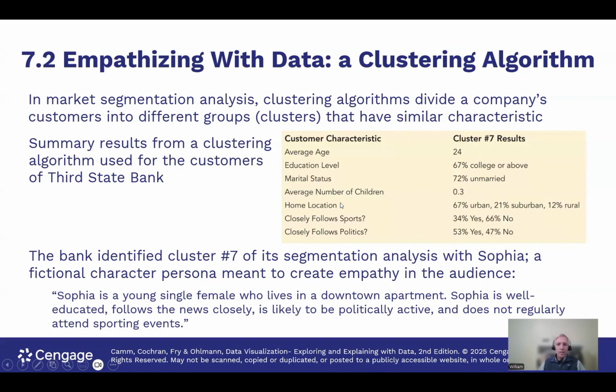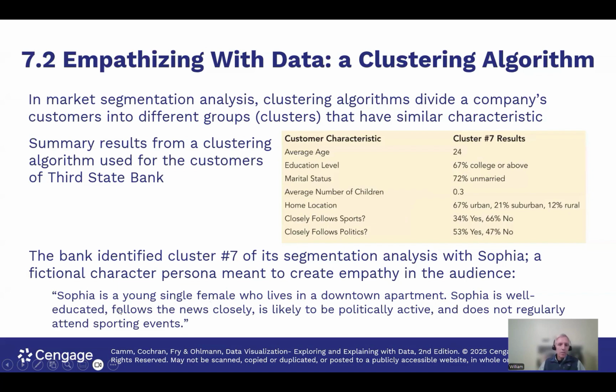cluster had. Now, those are just raw numbers, right? I have very little empathy with these numbers. I can read what they are, I can rationalize them, but I have very little empathy with them. So what the bank did was they instead said, okay, let's give cluster number 7 a personality, and they called it Sophia, and that's a fictional character persona meant to create empathy in the audience.